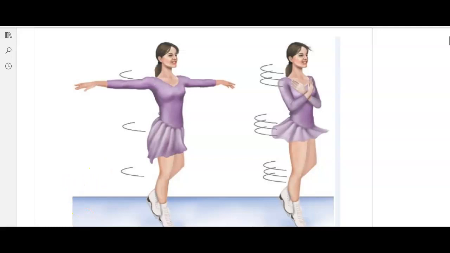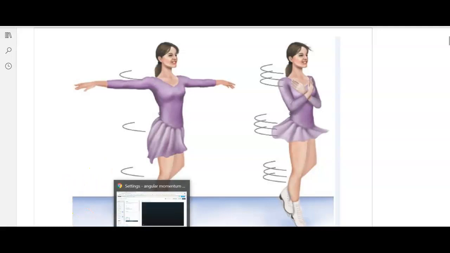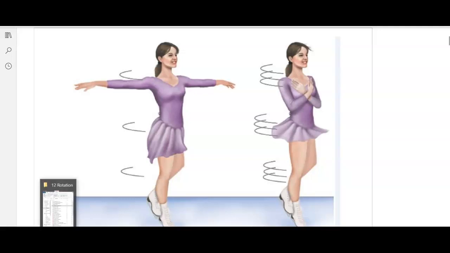All right, so in this video, you're going to see angular momentum. Angular momentum is pretty cool. You can analyze all kinds of things. So let's take a look.